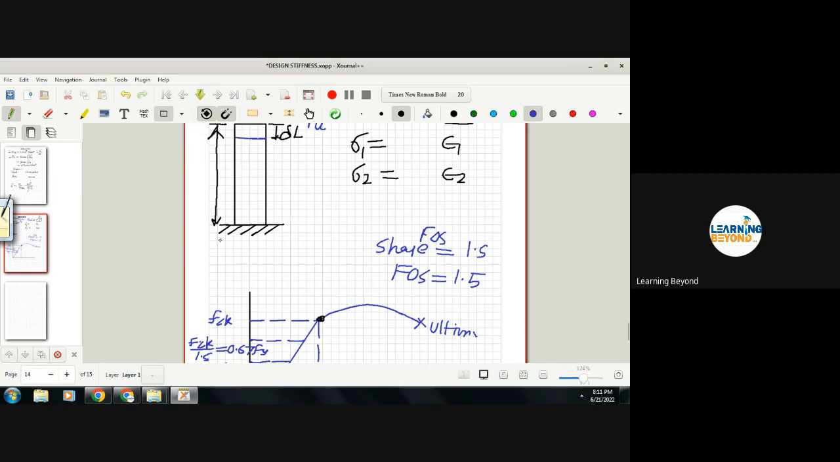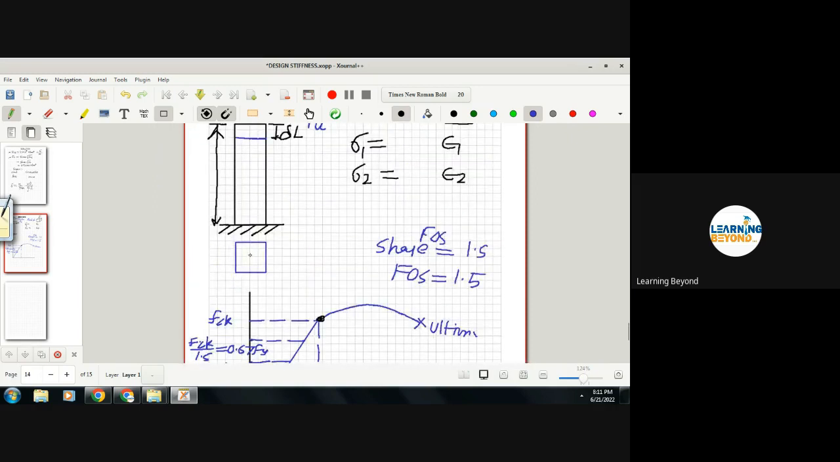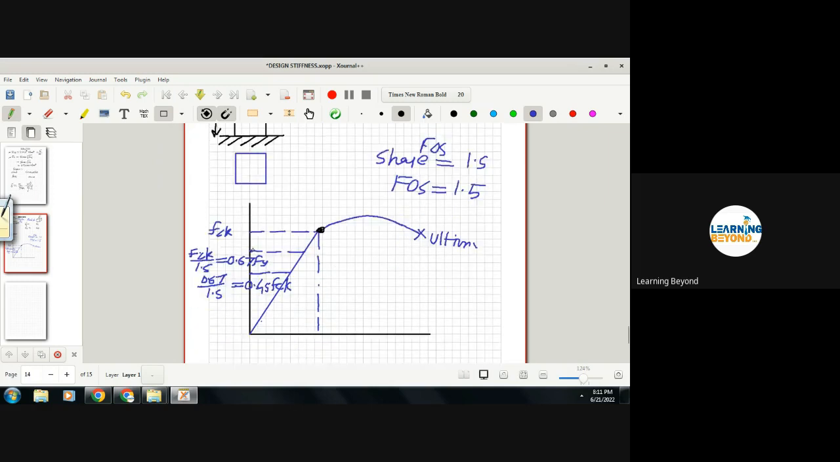Sorry. Square column. So what size will you choose so that it will be safe from the design point of view? What is the size required? Tell me.